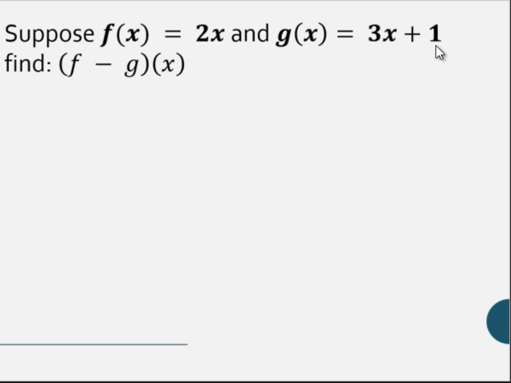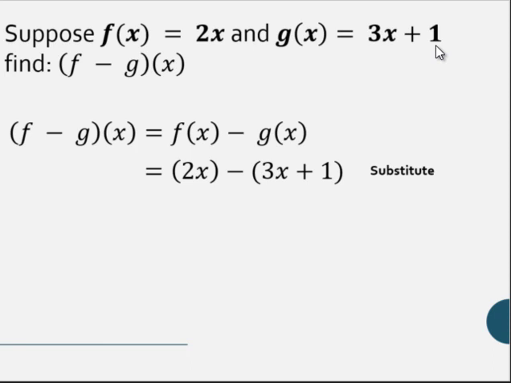Find f minus g of x. So f minus g of x is also equal to f of x minus g of x. So same as earlier, we are going to substitute the value of f of x and g of x in the equation. We have 2x minus, open and close parenthesis, 3x plus 1. Don't forget to enclose the value in the parenthesis.